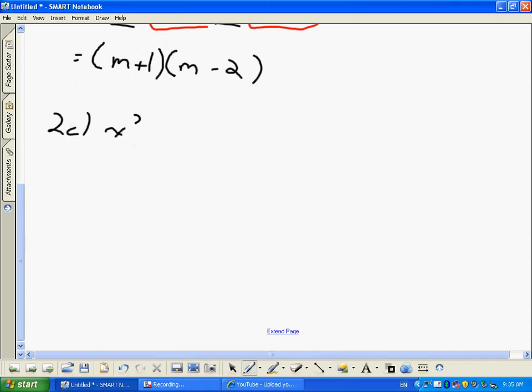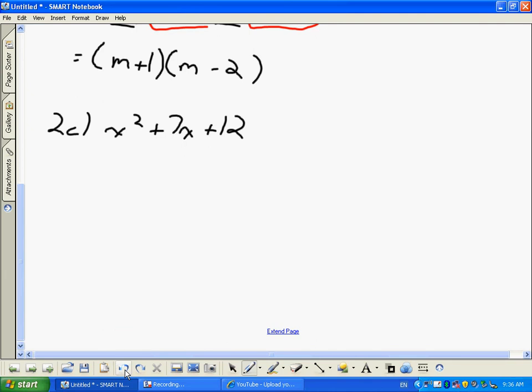Okay, 2c, x squared plus 7x plus 12. All right, this type of factoring, like I said, first thing we always look for is a common factor. I look at all the coefficients, 1, 7, 12. The only common factor in there is 1, okay? So I can't take anything out in terms of numbers. Now I look at my variables, x squared, x, and nothing. Once again, that means there's no common factor. I can't take a variable out. So I can't common factor this question at all.